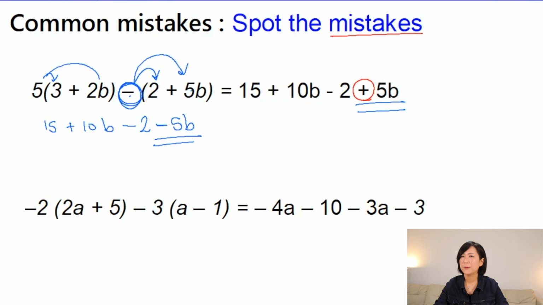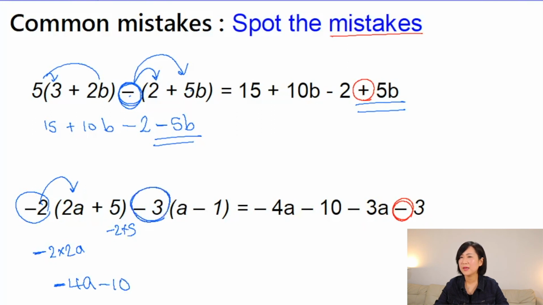Now next one, can you spot my mistake? Yes, right. My mistake is a minus 3. It's supposed to be plus 3. Let's see. This time you are distributing minus 2 into the terms in the bracket. So minus 2 times 2a, that is minus 4a. Then minus 2 times minus 5, that gives you plus 10.